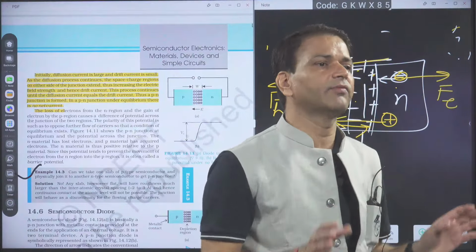Okay. Then if the barrier potential is V0 and I apply an external forward potential V, what is the junction potential in the forward bias? V0 minus V. So in the forward bias, barrier height decreases. Why? Internal field and external field are in the opposite direction. That's why in the forward bias, barrier height decreases. They are showing that here also.